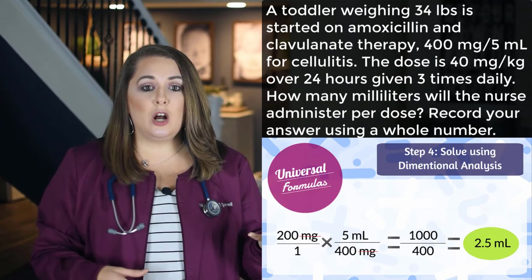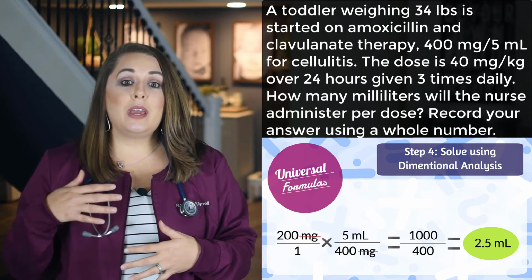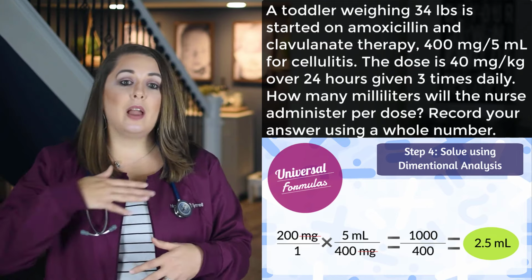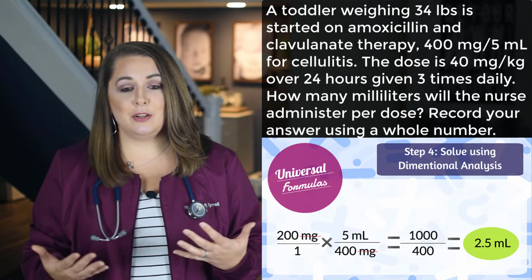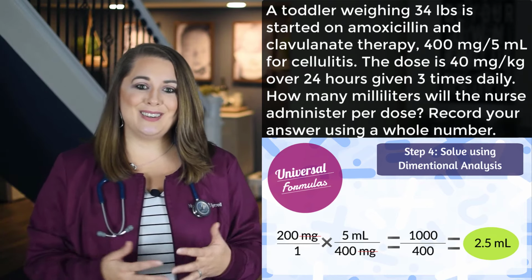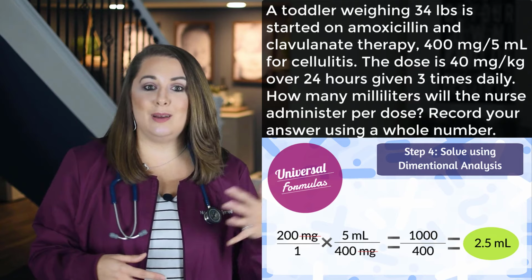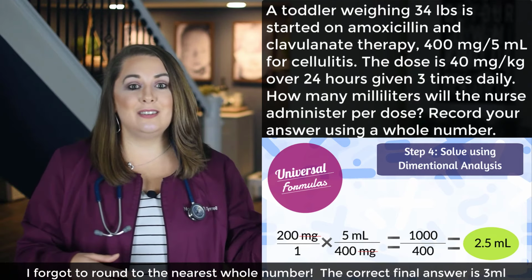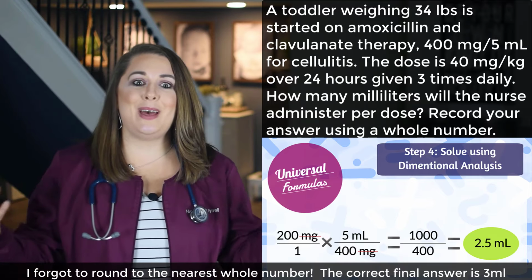So the way we've set up our problem, the milligrams are now going to cancel out and we can multiply straight across the top and then straight across the bottom, and then we're going to divide those numbers to get our final answer. So 200 times 5 is 1,000 and 400 times 1 is 400. So 1,000 divided by 400 gives us our final answer of 2.5 mL.